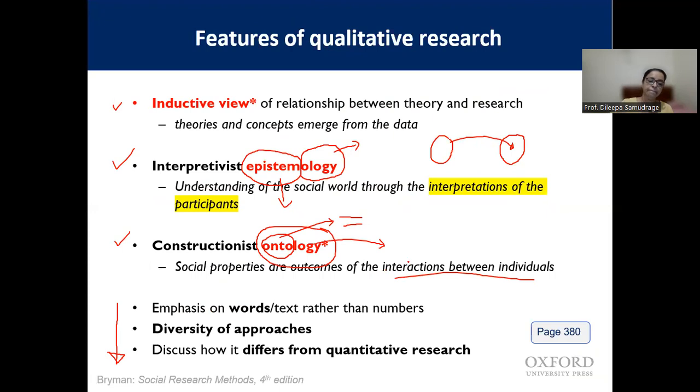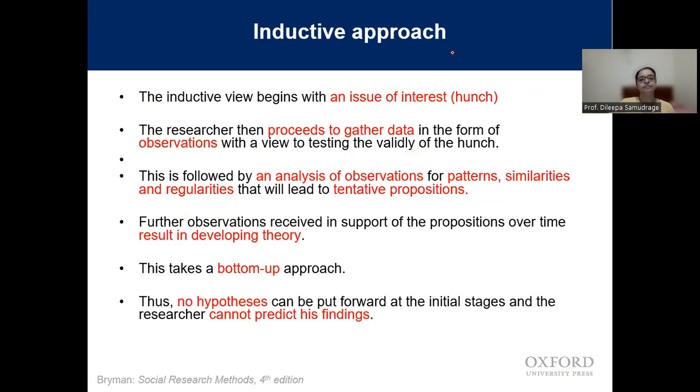Okay, clear? Okay. Then first we look at what the inductive approach is. I explained it, the inductive approach. So the inductive view begins with an issue or interest, a hunch, right?